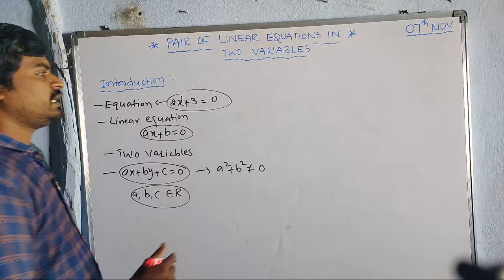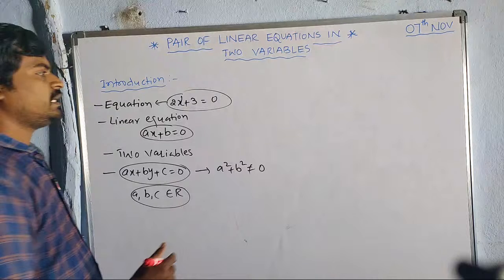Intersecting lines are consistent. We say consistent. Now the algebraic representation: how many solutions here? Only one, a unique solution. Only one solution here. Generally your graph, you know very well, looks like this: intersecting lines.